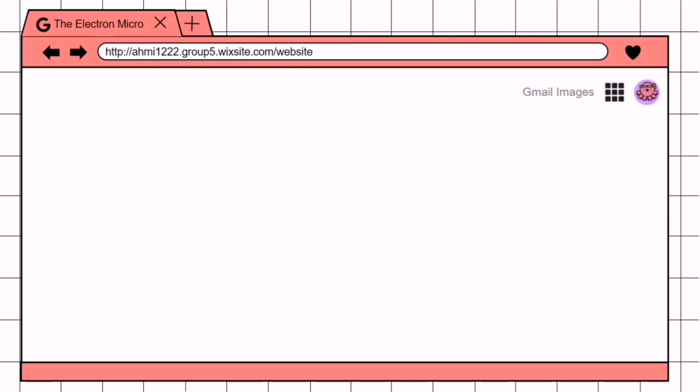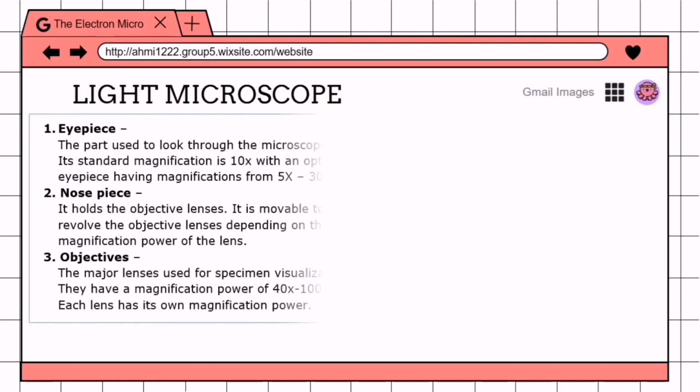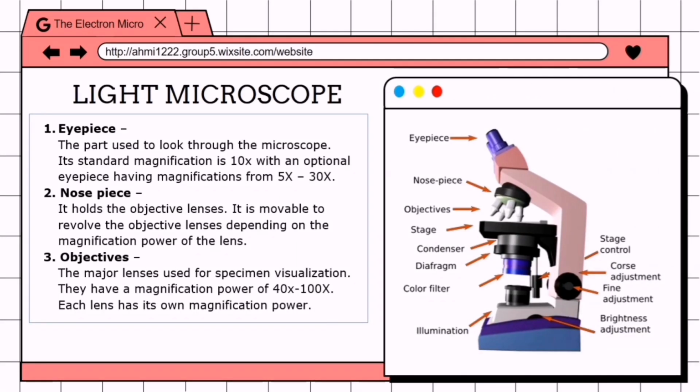Next, let's take a look at the light microscope. We have the eyepiece that has a magnification of 10 times, with optional magnification from 5 times to 30 times. Next, we have the nosepiece and then the objective lenses, which are used for specimen visualization. They have a magnification power of 40 times up to 100 times. Each lens has its own magnification power.